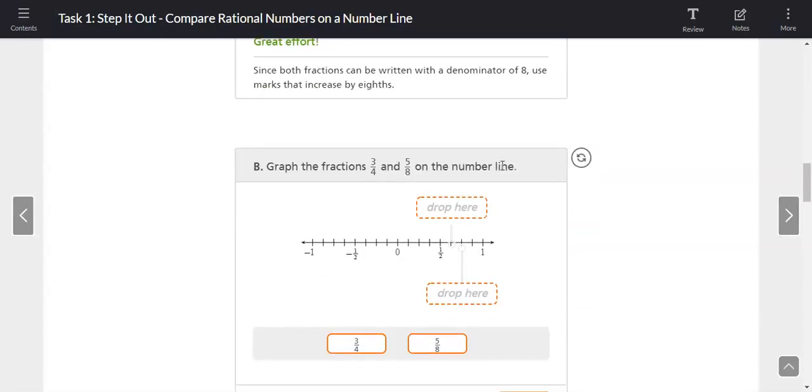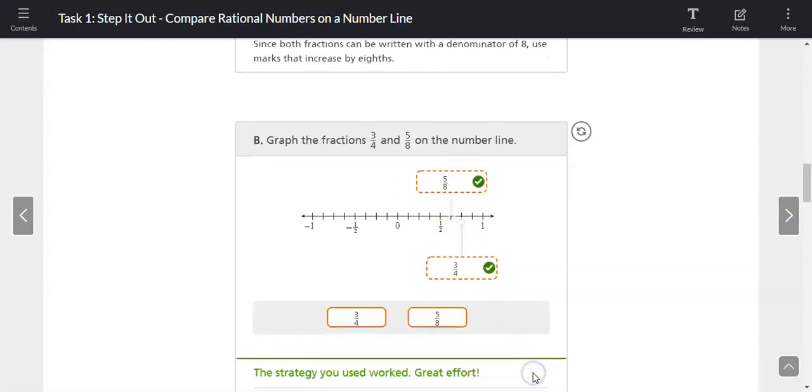Now we're going to graph the fractions. So 3/4, to put it on the number line, we need to multiply it by 2. So if we multiply the bottom by 2, we have to multiply the top by 2. So 3 times 2 is 6. So that's going to be at the 6th line. So 1, 2, 3, 4, 5, 6. So 3/4 is going to go right here. And that means 5/8 will go right here because that's where the 5 line was.